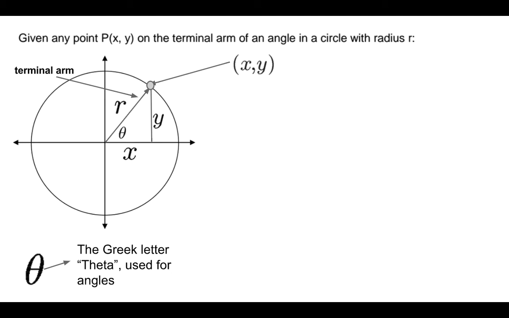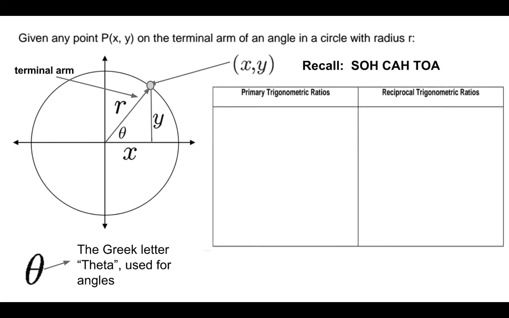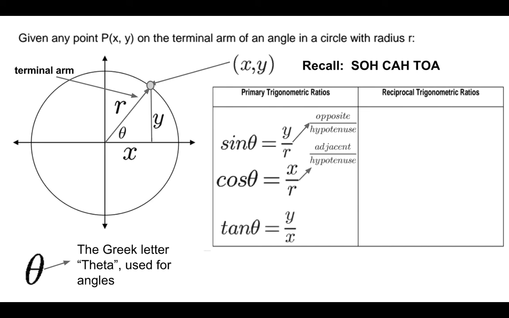The radius we can call r, and we actually know the ratios for using SOHCAHTOA. The primary trig ratios are sine theta is y over r, which is just opposite over hypotenuse. Cos theta is x over r, and tan theta is y over x. And these are actually seen in the unit circle because if the radius is r, sine theta is y, and cos theta is x. And it's true all the way around the circle. You start to see that things are the same around the circle.